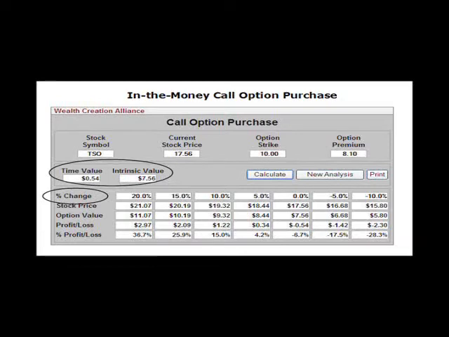Now in Chapter 6 of the Wealth Creation Members Only Guide, it's recommended that you limit the time value of an option purchase to 1% of the stock price per month. In this example, the 3% time value of the 10-strike call over the 3-month period until expiration does meet the goal of limiting time value to 1% per month.